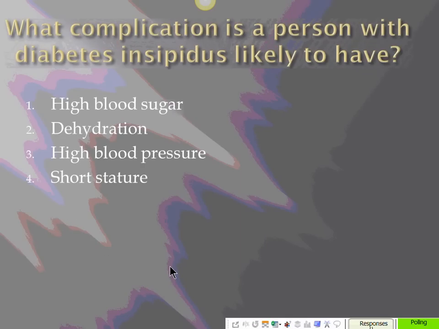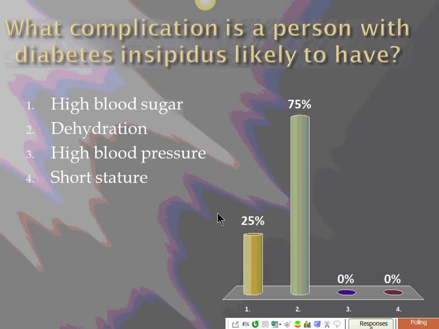And what complication do you think a person with diabetes insipidus is likely to have? Dehydration. Yes, they are going to have dehydration. When I said the sugar is not passed in the urine, the sugar is normal like the rest of us. But because they pass so much urine and have no control over it, they tend to get dehydrated. And you have to give them synthetic ADH in order to prevent them from getting dehydrated.